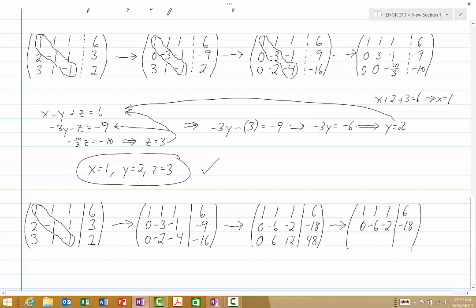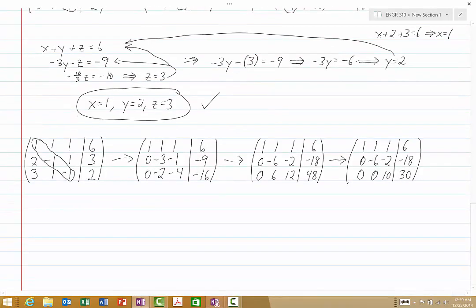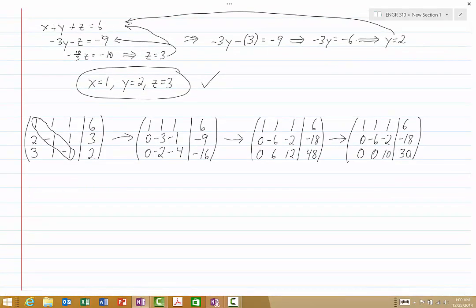0 plus 0 gives 0. Negative 6 plus 6 gives 0. Negative 2 and 12 gives 10. And negative 18 and 48 gives 30. And so now, when we pull that trick, this is what happens. And now if we write down our system of equations corresponding to this augmented matrix, we get x plus y plus z equals 6.